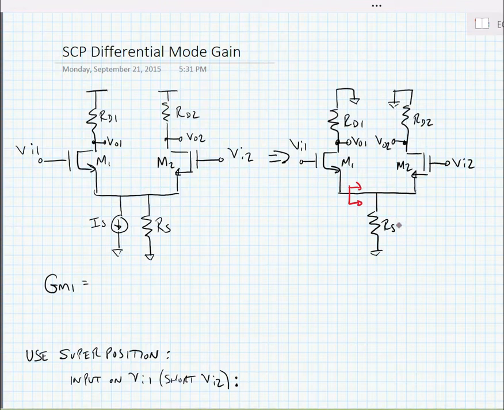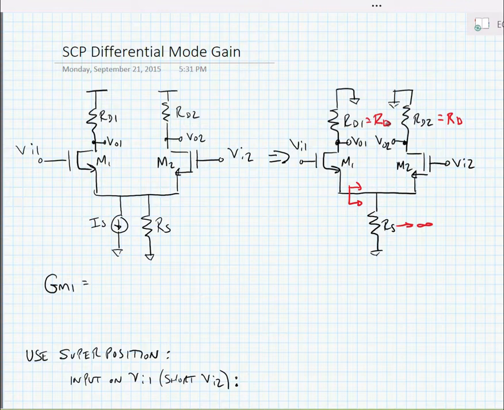Now let's go ahead and assume for the time being that we have a nearly ideal current source. So we're going to say that R sub S is approaching infinity. We're also going to say that all of the circuit is symmetric. In other words, RD1 is equal to RD2 is equal to RD. And both transistors M1 and M2 are equal to one another in size.